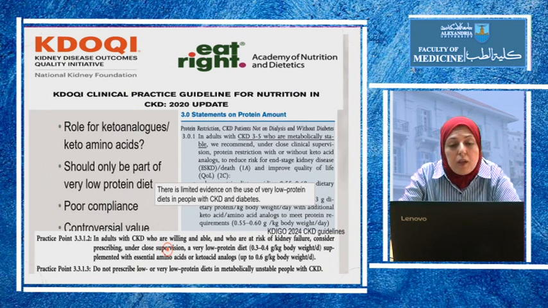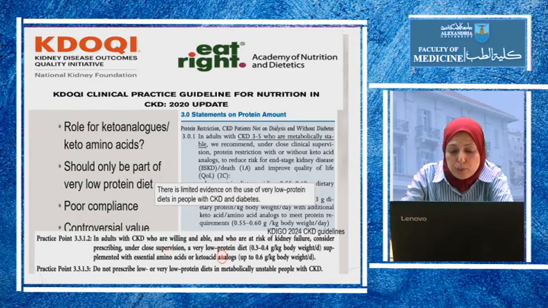So do keto analogs and keto amino acids and also essential amino acids that are present in the market, and they are marketed as a treatment for chronic kidney disease. They are actually only indicated in combination with a low protein diet or a very low protein diet.